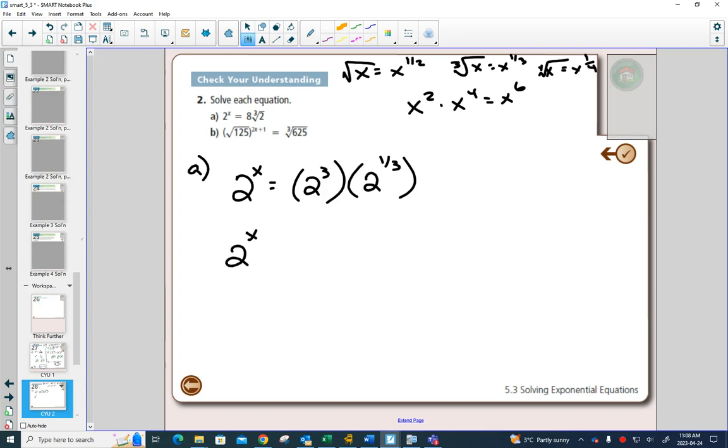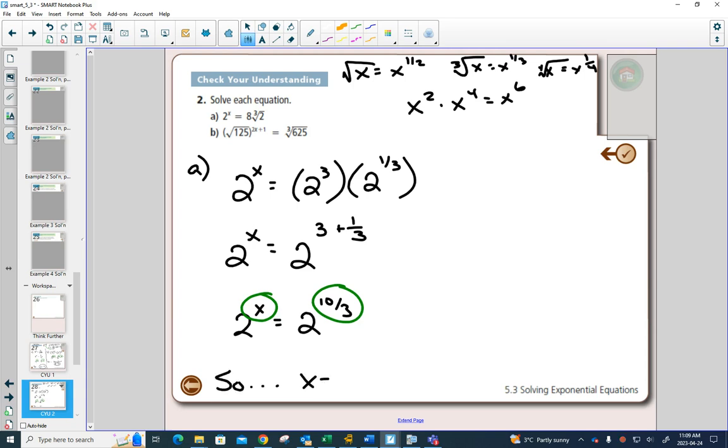So this will be 2 to the x equals 2, and I can add those exponents. 3 plus 1/3. How do you add fractions? You need a common denominator. The 3 would be 9 over 3 plus 1 over 3 gives me 10 over 3. And now I'm at this point where I've got a single power on both sides, so x would equal 10 over 3.